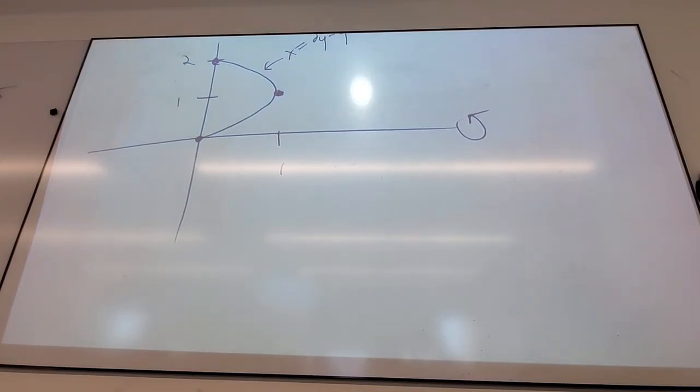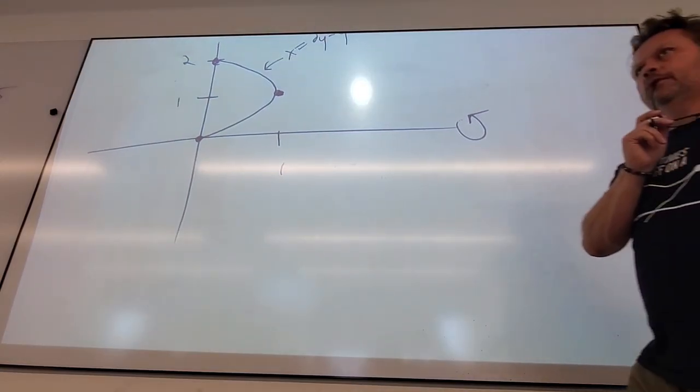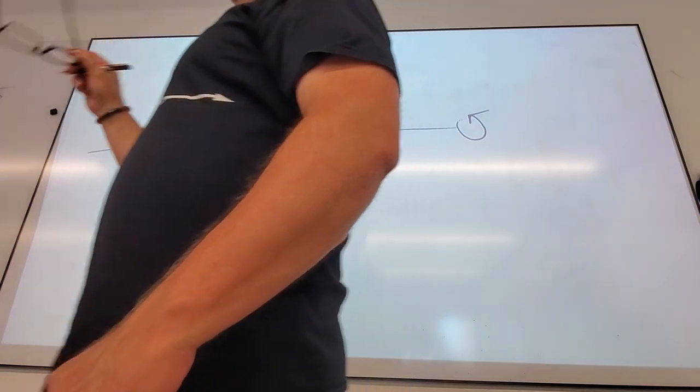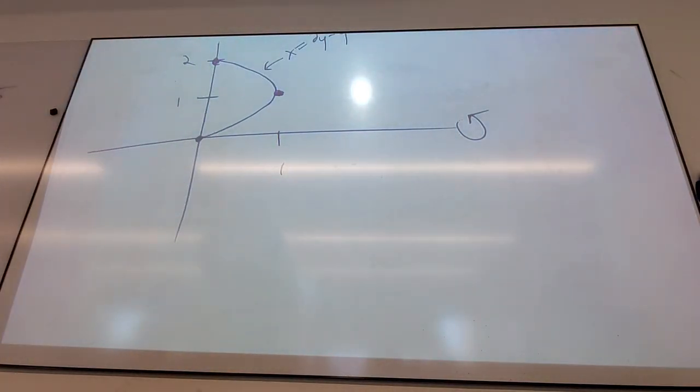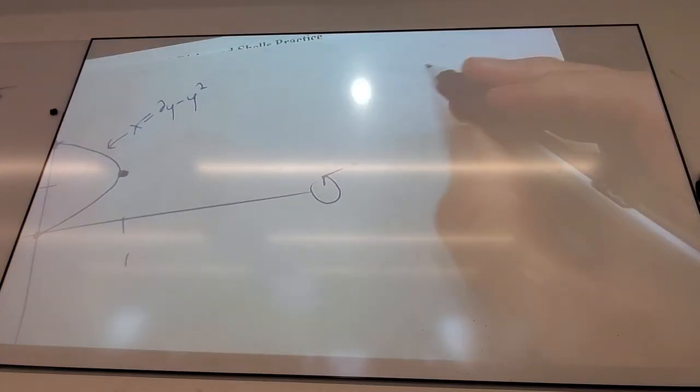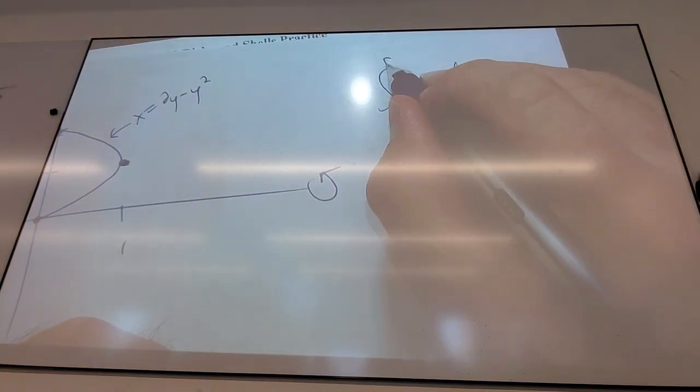I like that you remember this, because this is an example of a type of rectangle that's doing something different than we've seen. Does everybody understand why I don't want to do disks for this problem? We talked about it before. So I want to use shells. So what would shells need? Integral dy. Yes, integral dy for shells.